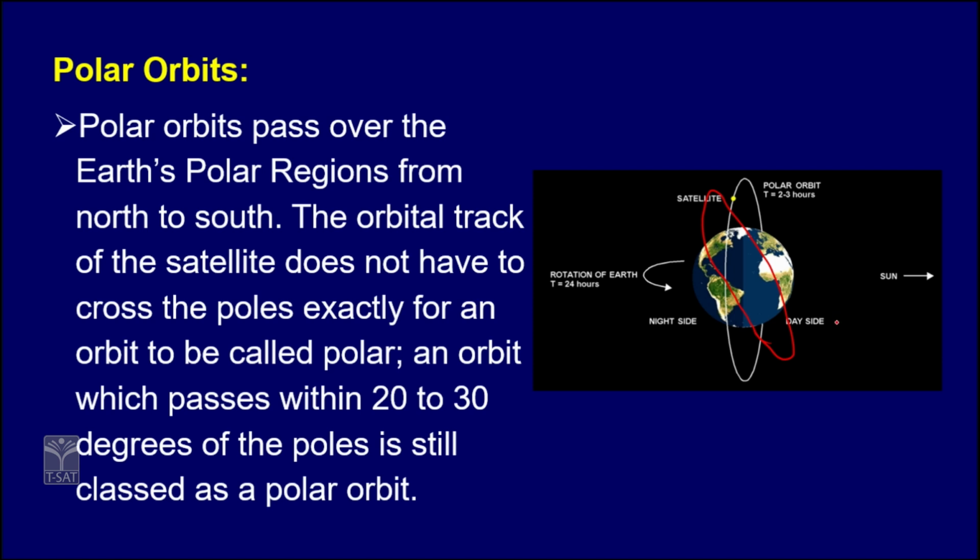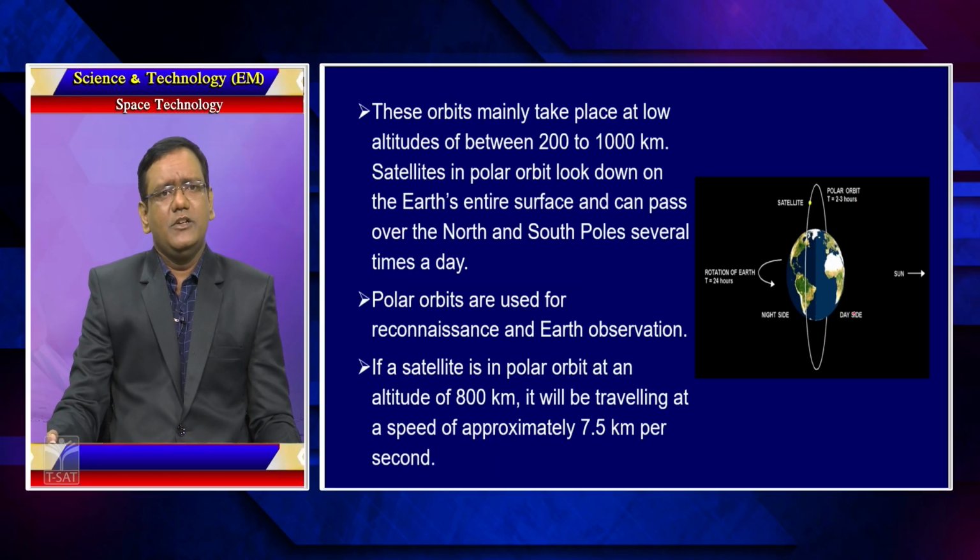So any orbit which passes within 20 to 30 degrees of the poles is called a polar orbit. So this polar orbit is an orbit that revolves around the Earth from north to south within this angle of 20 to 30 degrees. These orbits mainly take place at low altitudes of between 200 to 1000 kilometers.